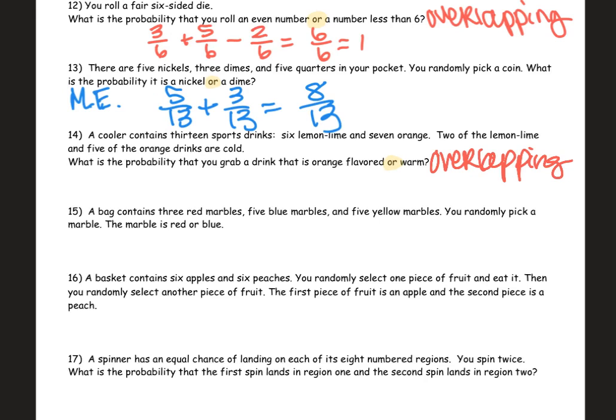Okay. Now, you have to find the probability that you're going to get an orange drink. So the probability of getting an orange drink is 7 over 13. You're going to add that to getting a warm drink, which is 5 over 13, and you're going to subtract the 2 orange warm. So 7 plus 5 is 12. 12 minus 2 is, oops, sorry. Yeah, it should be 10 over 13.